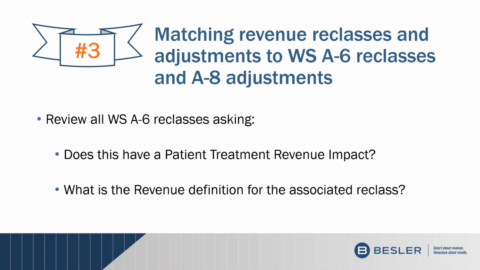Once you've done your starting point for Worksheet C, you should take a look at all of the A6 reclasses and ask yourself, does this reclass have a patient treatment revenue impact? Does it actually have an issue that I have to also resolve on the revenue side? If you find one that you think, yes, it does, the second question that you need to ask is, how do I define that revenue? In some cases, it's straightforward. It's the revenue for that department. In other cases, it's not so straightforward. You have to look at the revenue codes. You have to look at the way it's being charged, and you may have to do some digging to find that revenue. But those are the two most important questions that you need to ask with every single A6 reclass.